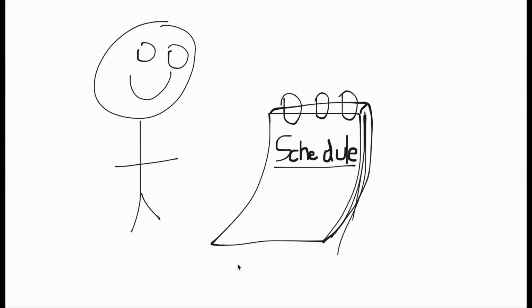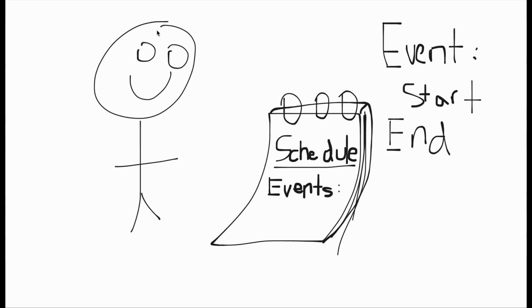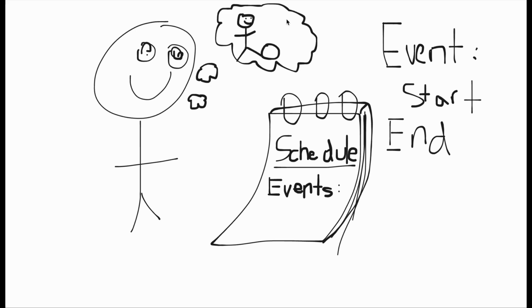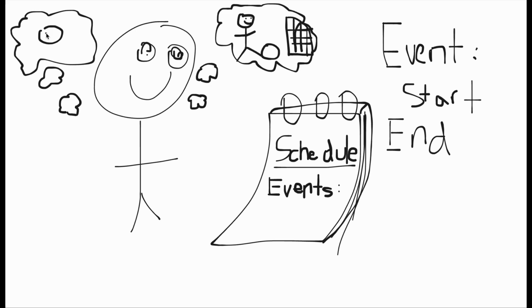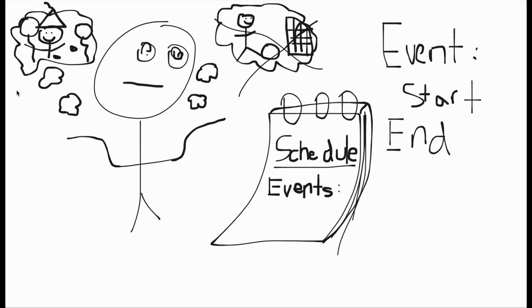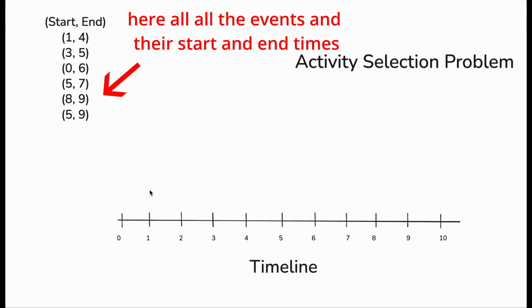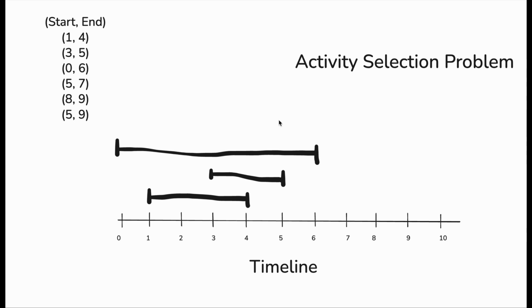Say we have a schedule and we have a bunch of events that we need to attend, and each event has a start time and an end time. Now, we want to go to as many events as possible, but we cannot go to 2 events at once. So basically, if there's 2 events that are overlapping, then we can only go to one of them, right? And the question is, what is the maximum number of events we can go to? To start the problem, let's draw out the times on the timeline so we can visualize what's really happening.